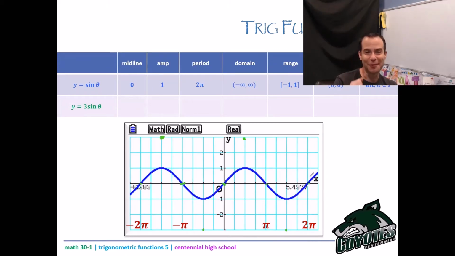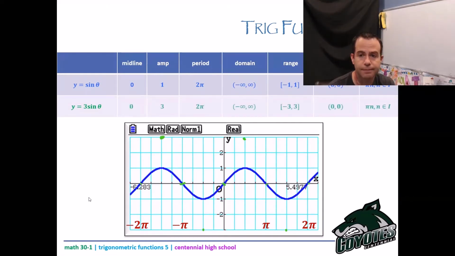So much easier if I'm holding a pencil. Okay, but let's just talk about the parameters first before I show you the picture. So the midline hasn't changed. The amplitude will now be 3. The period won't change. The domain won't change. The range is now going to be from -3 to 3. The y-intercept won't change, and the midline intercepts won't change. So this is what you should have for this one.